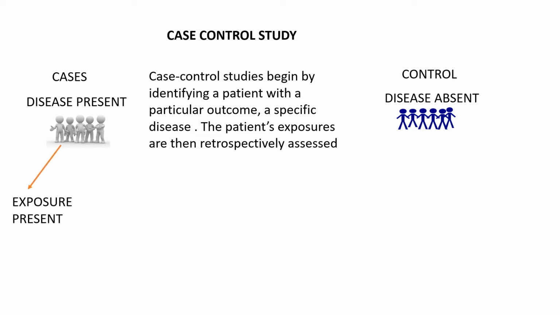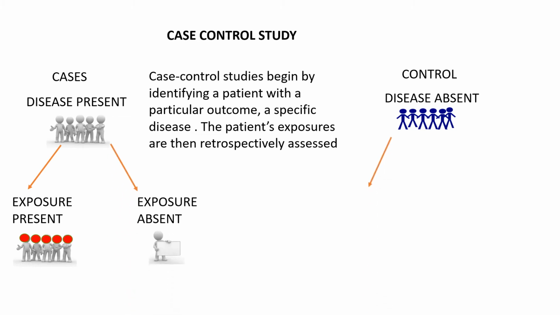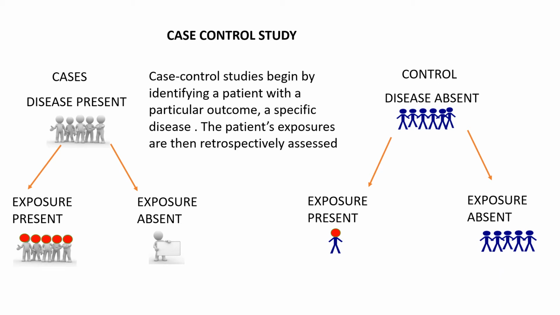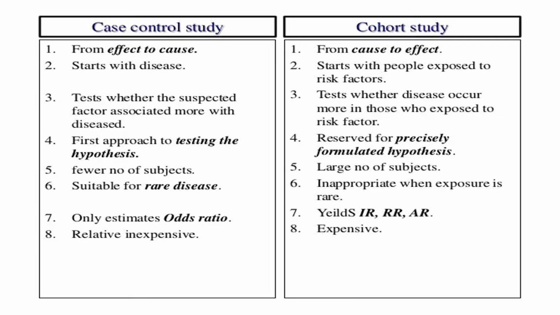In the cases, when we look retrospectively, we may find that exposure is present among some and absent in some. Similarly, in the controls, we might see the exposure is present in some and absent in some. So in the cohort, we are looking at the presence or absence of development of the disease, and in the case control, we are retrospectively looking and finding out the presence or absence of exposure. So let's have a comparative look at it.